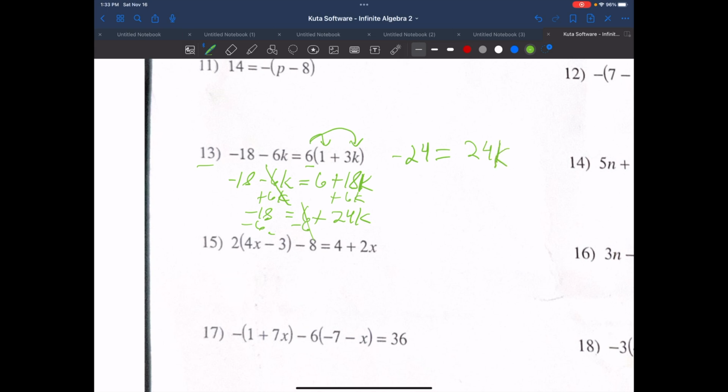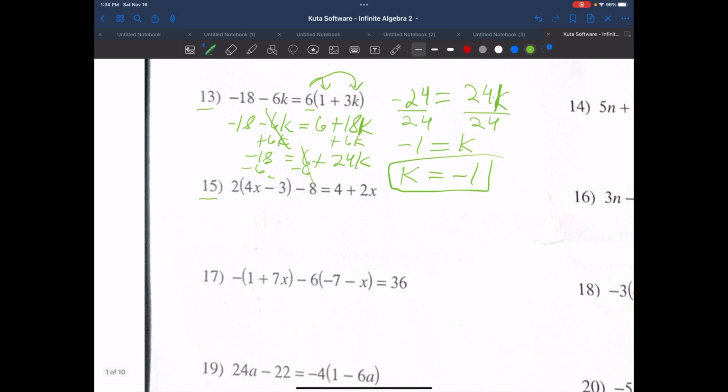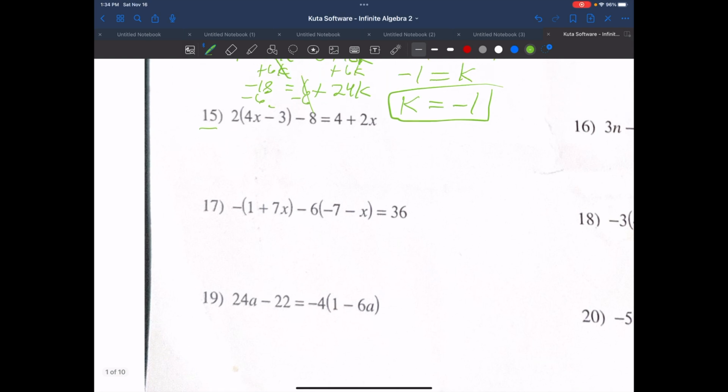All right, our last thing to do is divide. Why? Because the operation between the 24 and the k is multiplication. So I'm going to divide both sides by 24. And how many times does 24 go into negative 24? Just negative 1. Negative 1 times. I bring down my k. If I don't like the way it looks, I can just change the positions of it. And there we go. K is equal to negative 1. So number 15 is very similar to number 13. Let's see. I got 17.